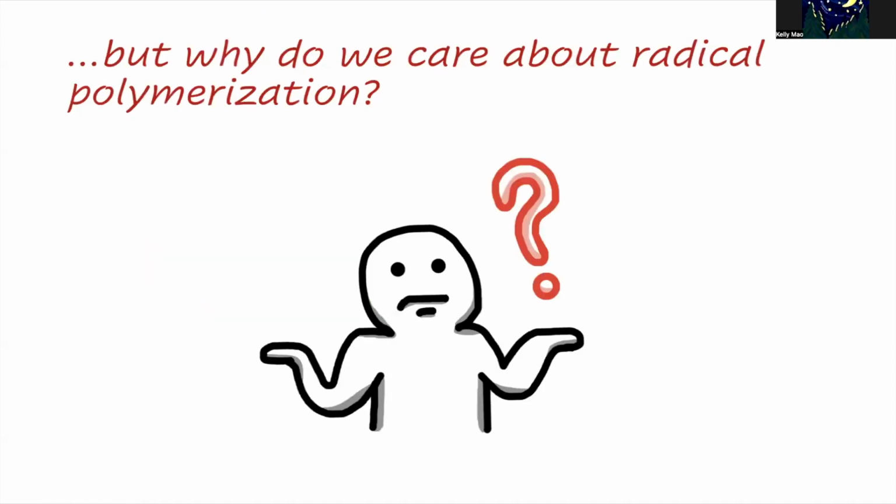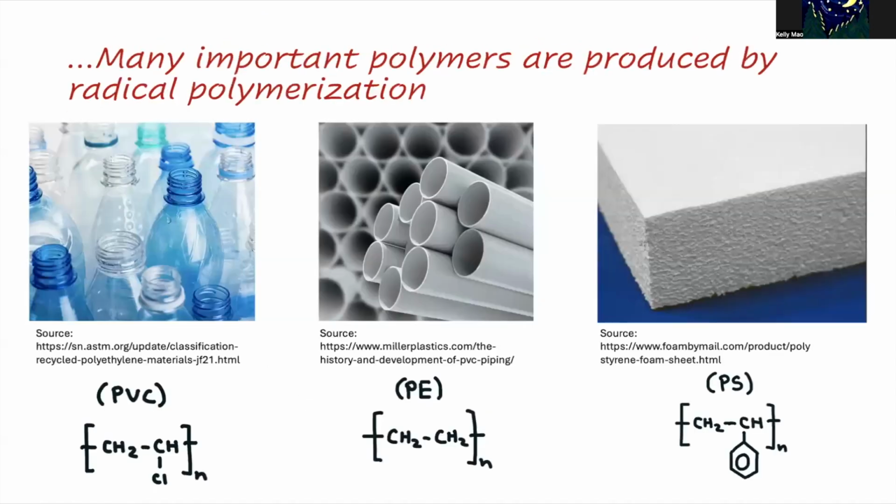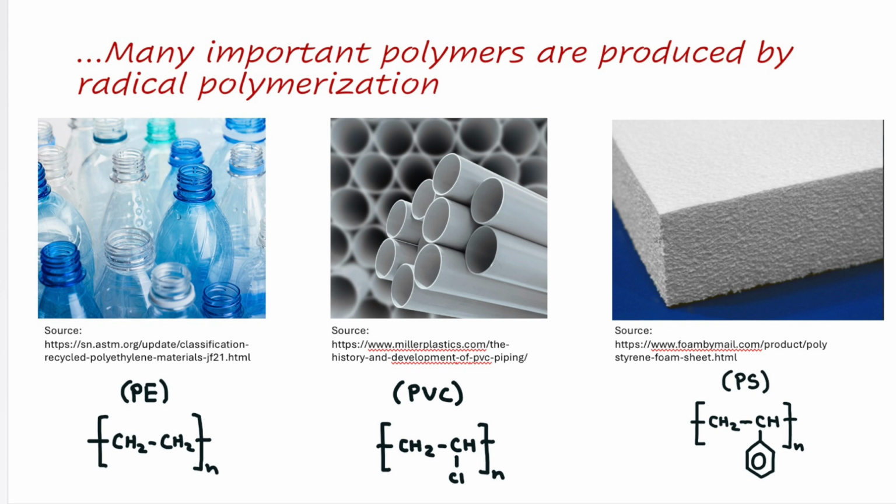So why do we even care about radical polymerization? Radical polymerization creates many of the important polymer materials that we use in our daily lives. For example, polyethylene is used in bottles, bags, packaging. Polyvinyl chloride is used for pipes, insulation, window frames, etc. You also probably know polystyrene from polystyrene foam that makes up disposable cups and plates. So all of these are very important polymers, and they are produced by radical polymerization.